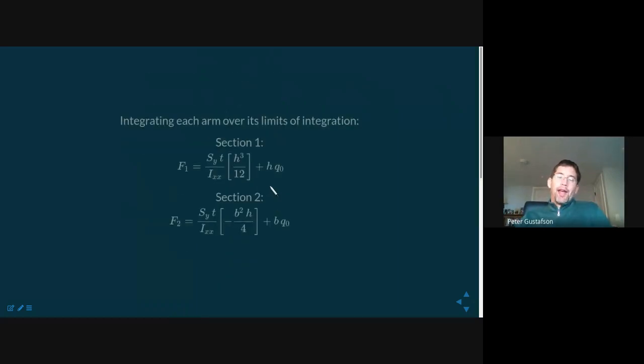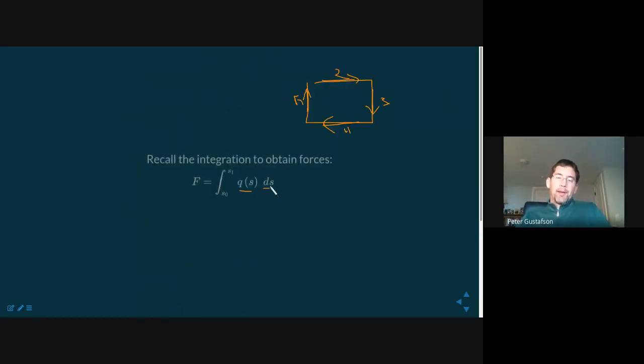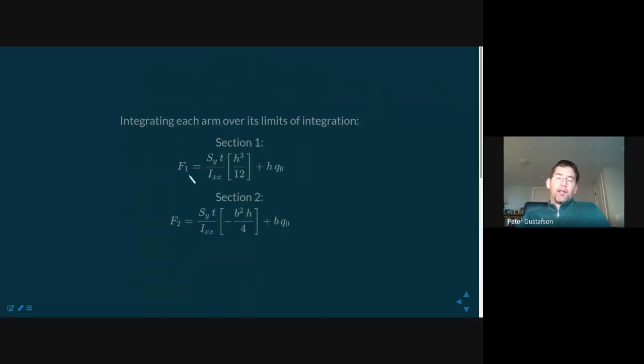Keep in mind I'm doing this because I'm replacing the force per unit length. I'm integrating from one end to the other, so I do apply the limits in this integral: from 0 to h, and then separately from 0 to b, and then separately 0 to h, and then separately 0 to b. And I can go ahead and then calculate these forces.